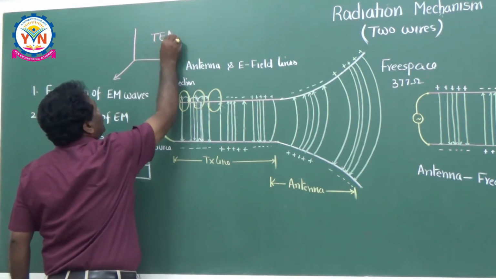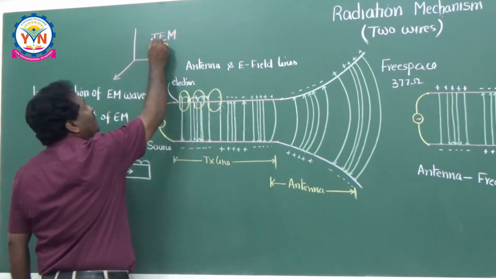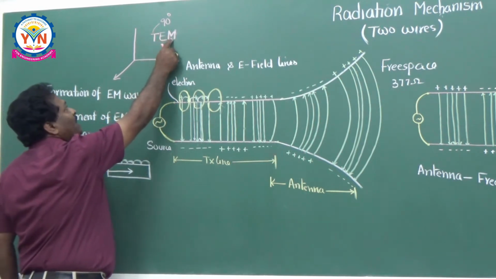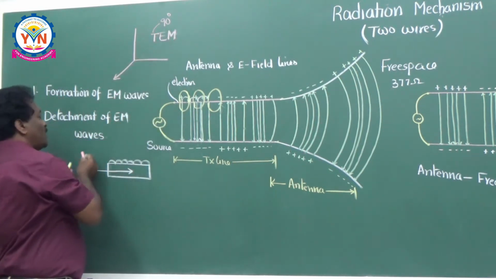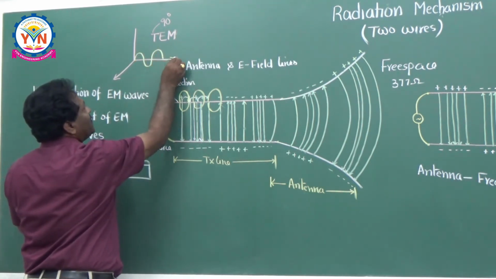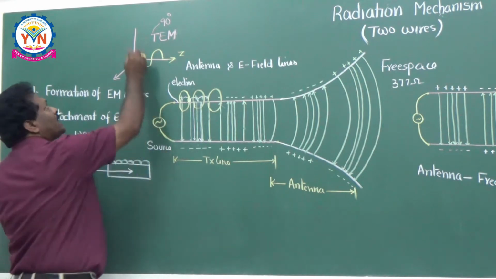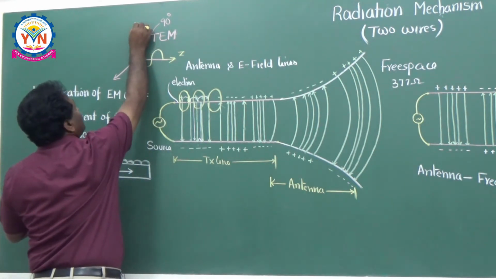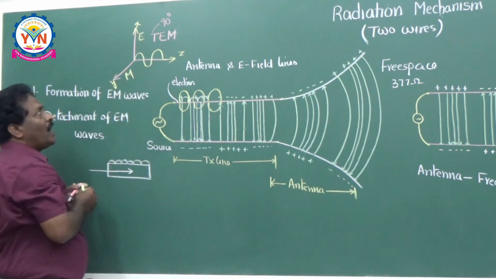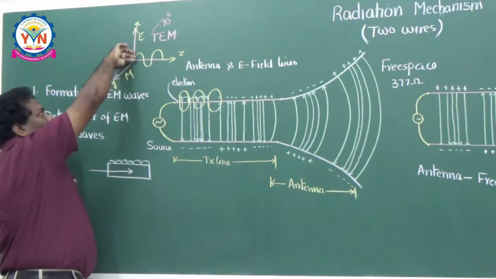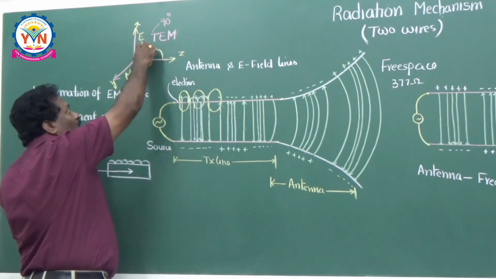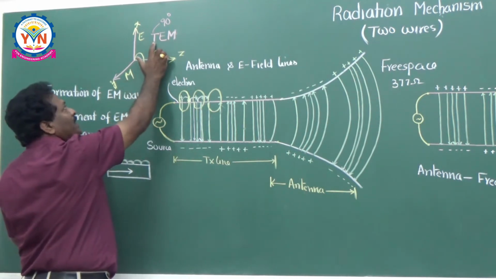TEM, transverse electromagnetic wave. What do you mean by transverse? At an angle of 90 degrees. That means electric field and magnetic fields are at an angle of 90 degrees to the direction of propagation. Suppose the wave is propagating in the Z direction, then the electric field may be in the X direction, and the magnetic field will be in the Y direction. If you observe closely here, the direction of the electromagnetic wave is perpendicular to both electric field and magnetic field. That's why it is called the TEM wave.